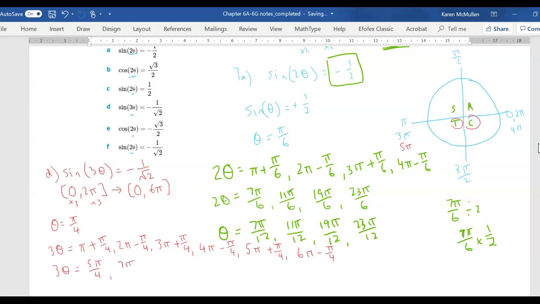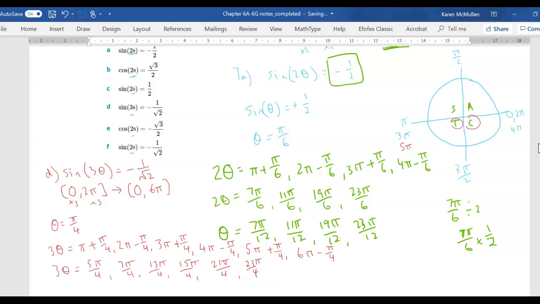7 pi on 4, 13 pi on 4, or 15 pi on 4, 21 pi on 4. I didn't say that with much confidence, did I? And then 23 pi on 4.